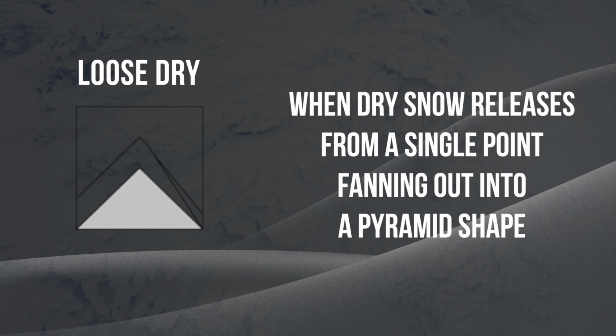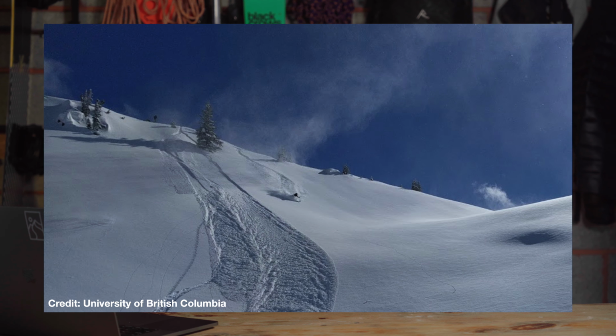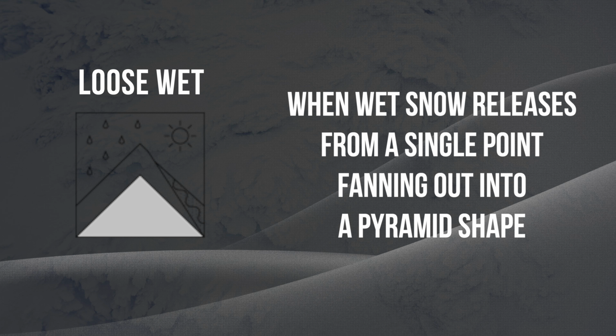In regards to loose snow avalanche types, we have 2 problems. A loose dry avalanche is when dry snow releases from a single point, remember, like a point release, fanning out into a pyramid shape. It can run for very long lengths. You also hear these called slough avalanches. And the loose dry is just dry snow. It's a lighter density snow. And that's different than the loose wet.